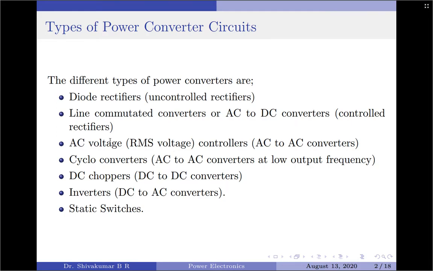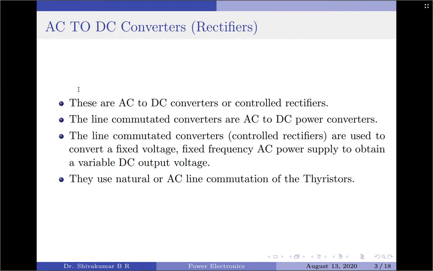Now, a further subcategorization of the AC voltage controllers is the cycloconverters, which have a small difference from the AC to AC converters: the output frequency of cycloconverters will be lower than that of the regular AC voltage controllers. Then you have the choppers, called DC to DC converters, then the inverters, DC to AC converters, and finally static switches. Let us start by discussing the very first one, which is the diode rectifiers.